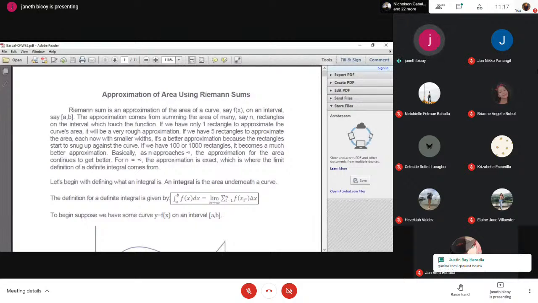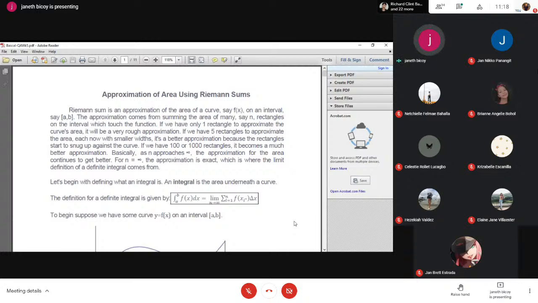Actually, of all the remaining three modules, module 5 is a bit higher in difficulty. But it's just the notation that makes it difficult. Now, the approximation of area using the Riemann sums. Okay, Riemann sum is an approximation of area of a curve, say f of x on an open interval AB.